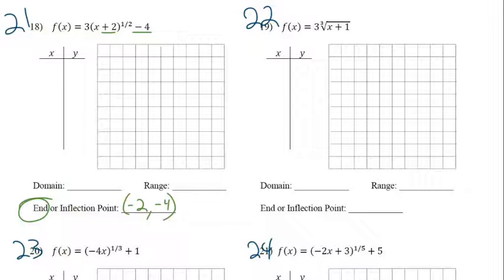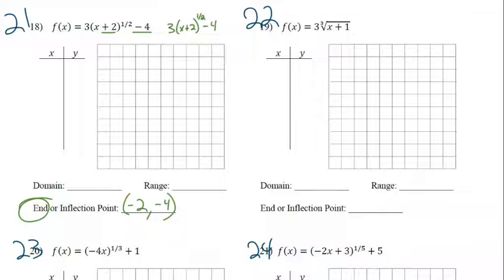One thing I will say, remember, the easiest way to put a radical in your calculator is to make it a fraction. So the way I put this in was 3x plus 2 to the 1/2. If it was a third root, like number 22 is a third root, I would put it to the 1/3. Okay, so that's what I stuck in my calculator.